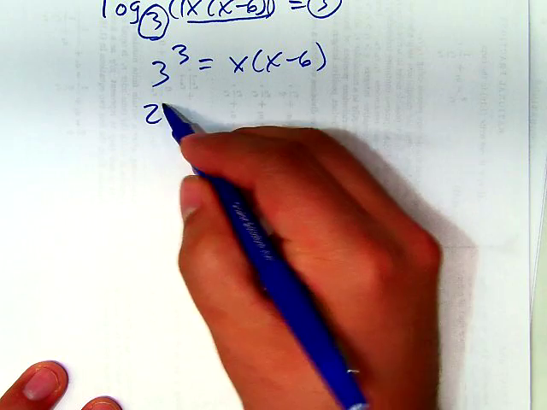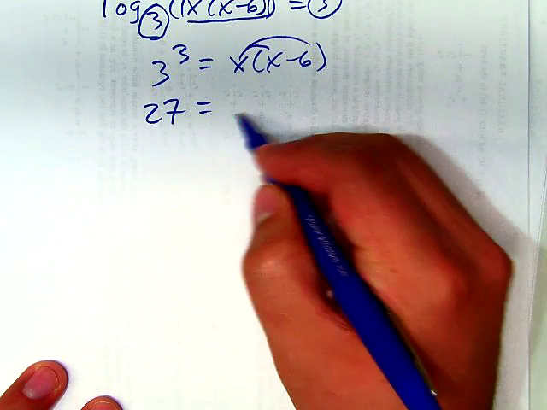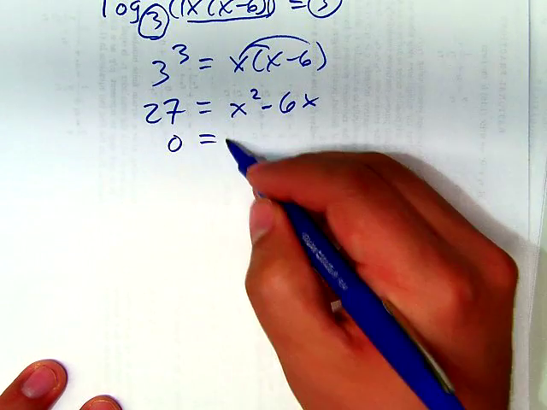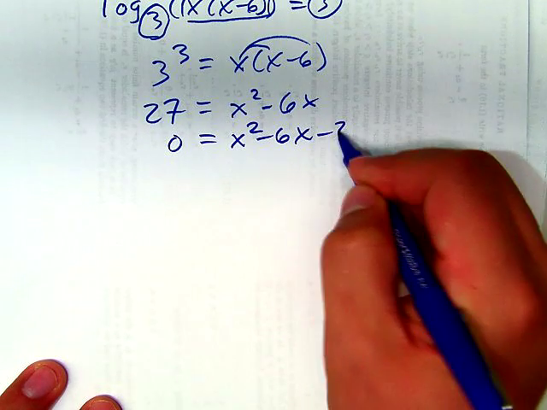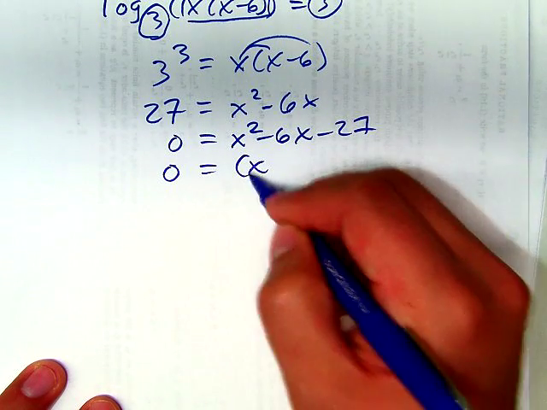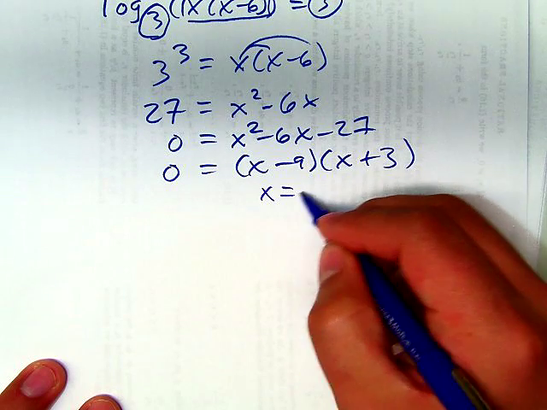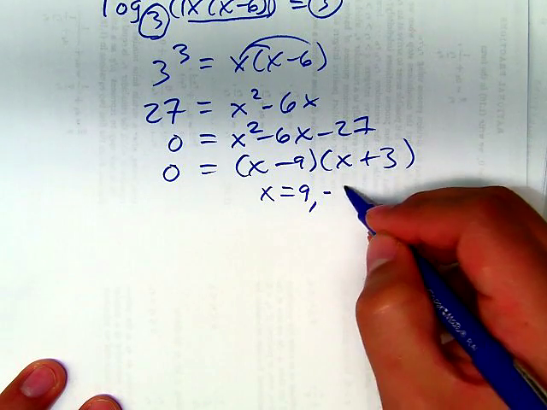So let's take a look. 27 is going to be x squared minus 6x. That's a quadratic, so we set it equal to 0. And again, we solve like usual. Factor, we get x minus 9 times x plus 3. So x is maybe 9 or negative 3.